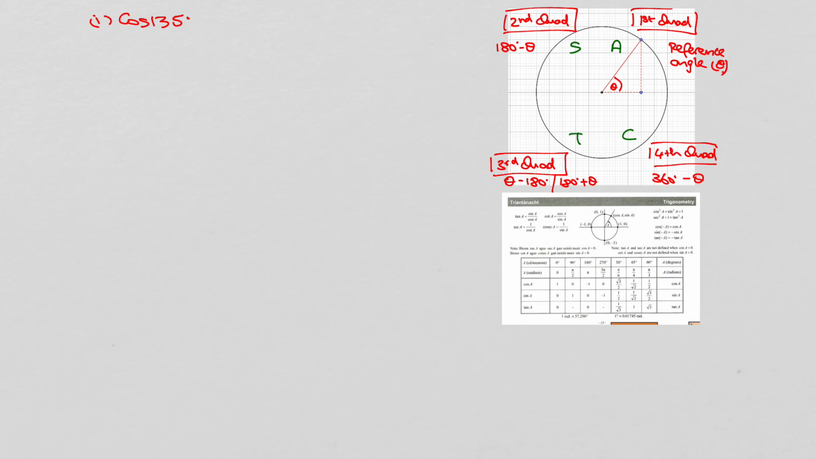Okay, so the first one's cos of 135 degrees. So 135 degrees is between 90 degrees and 180 degrees. Therefore, it lies in the second quadrant. We then look at the sine. So I can see that only sine is positive in the second quadrant. So that means that my answer for cos is going to be negative in the second quadrant.